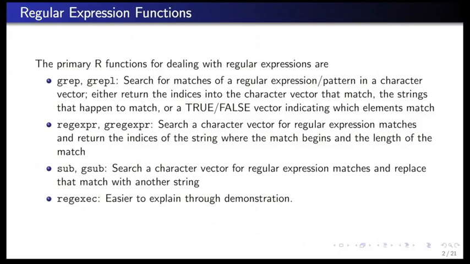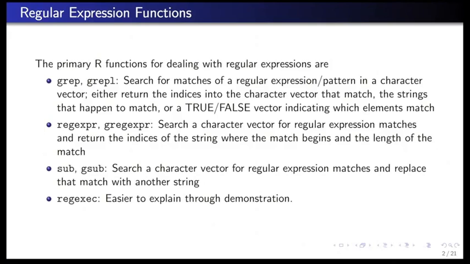grepl is slightly different. It does the same thing, but instead of giving you the indices of the elements in the character vector that match, it gives you true or false, indicating whether or not that element of the vector matches. Regexpr, all these kind of do the same thing, but they give you different bits of information back. Regexpr looks at a character vector and sees if the regular expression matches a string in this character vector, and if it does, it gives you the index into the string where the match begins. So for example, if the match begins in the 10th character, then it will return 10. You'll see how all this works when I demonstrate how they work.